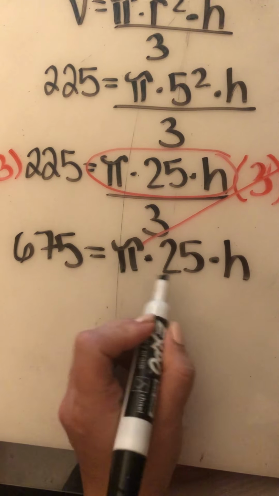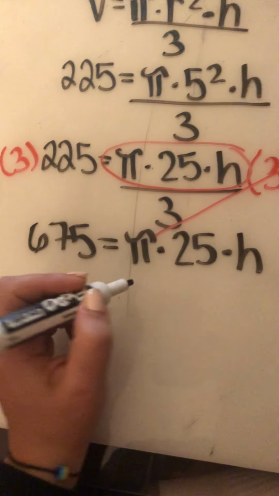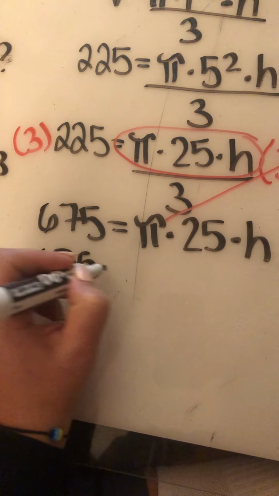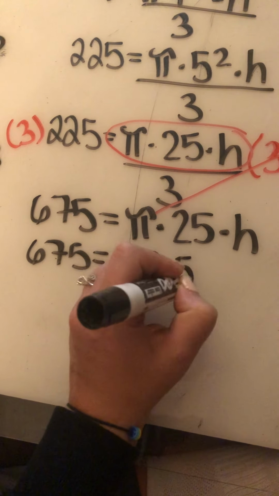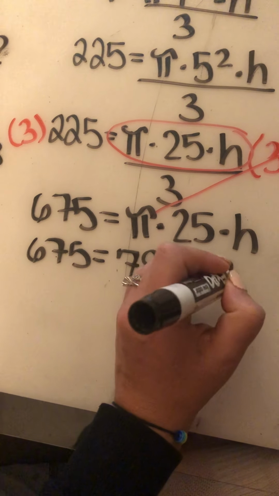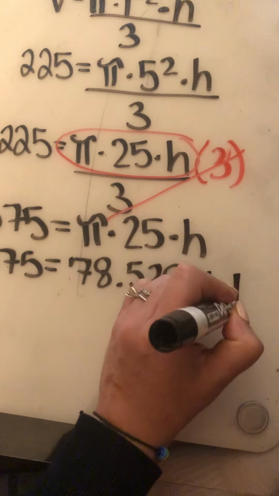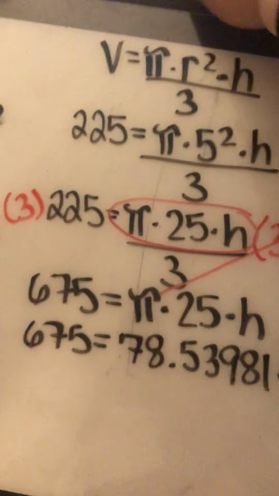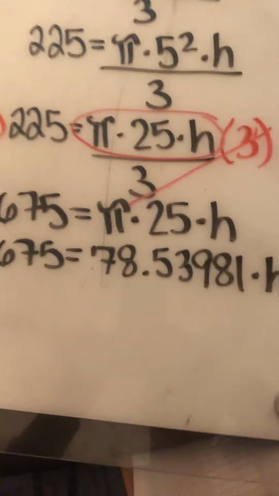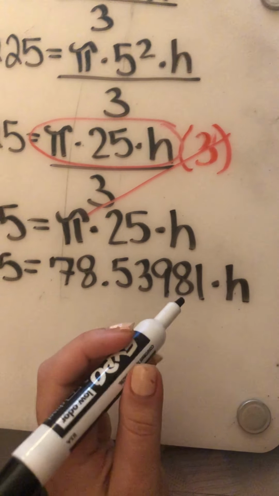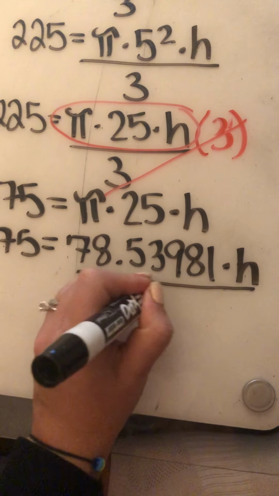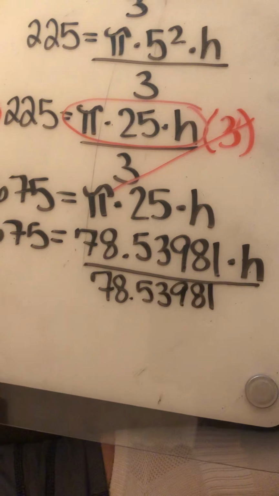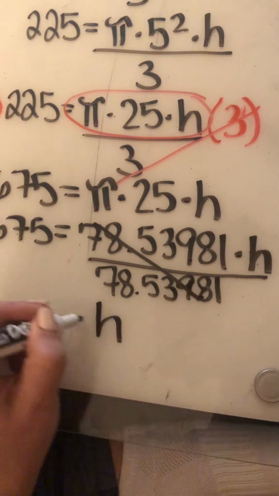Now I'm going to do the multiplication of pi and 25 to get that product. So I get 675 equals, this is approximately 78.53981 times the height. Okay, so we're at this point. We're going to try to isolate that h. The way we're going to do that is divide by this very long number. On my right side, it will cancel, and I'll be left with my h, which was my goal.